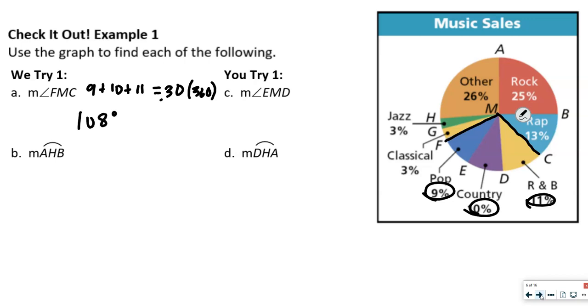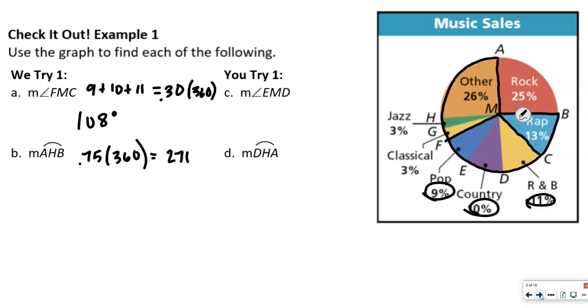Now this next one is arc AHB. So we're going to go from A around to H all the way around to that B right there. Y'all see that? So this includes everything but the 25. So that would be 0.75, right? Again, going to multiply that by 360. That's going to equal 270 degrees, okay? So go ahead and do the you try and come back to me when you're done.